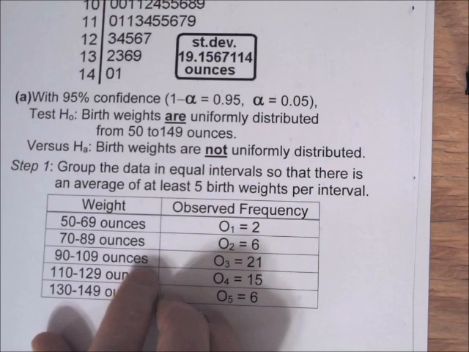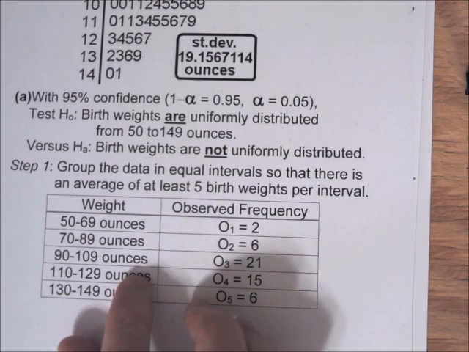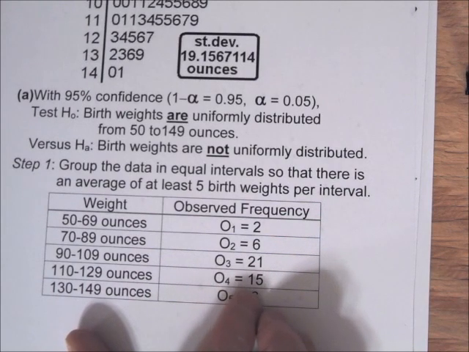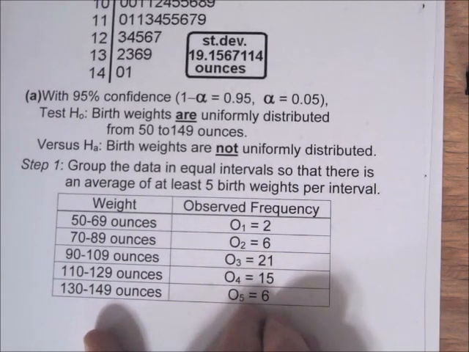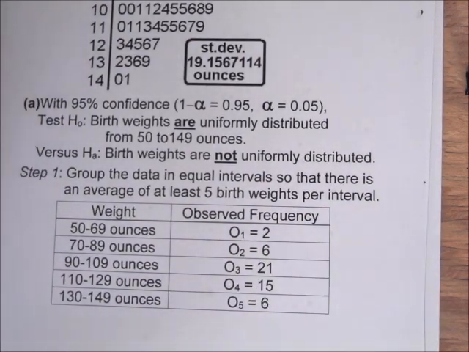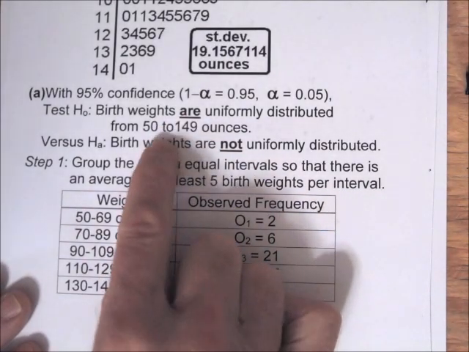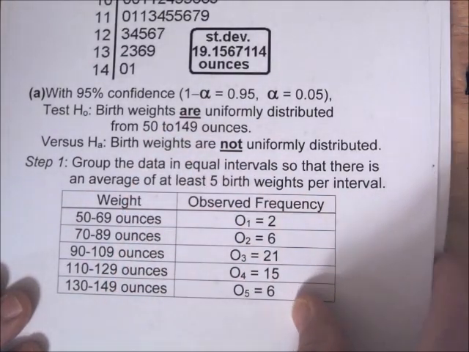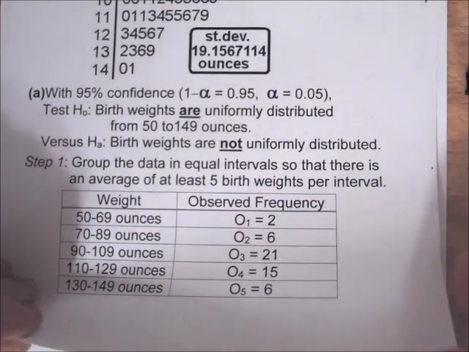For 90 to 109 ounces, the observed number of babies is 21. For 110 to 129 ounces, the observed number is 15 babies. For 130 to 149, 6 babies. And the expected values, if they're uniformly distributed, we have 5 intervals. 50 divided by 5 is 10. So the expected values, if H naught is true, would be an average of 10 babies for each interval.